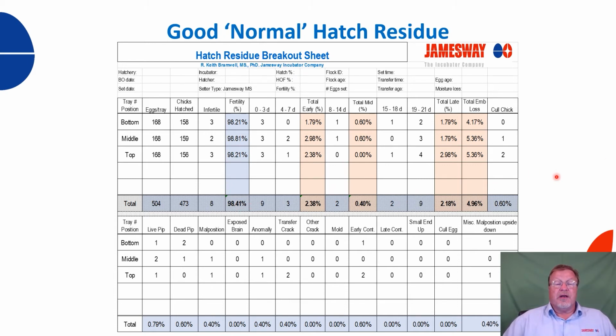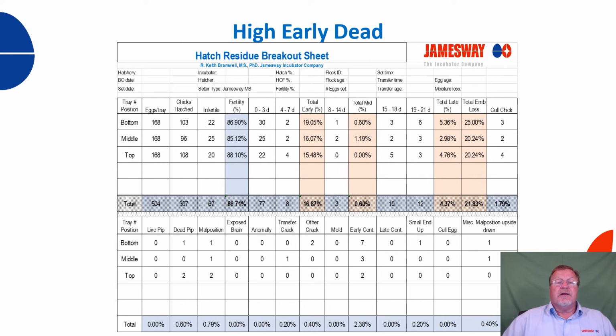But we cannot hatch infertile eggs, so we'll always see a high fertility level when we see these other values where they should be as well. Looking at a flock that experienced some high early dead, 16, almost 17% early embryo mortality, regardless of top, middle, or bottom in that machine. From 15.5 to 19% early embryo mortality.